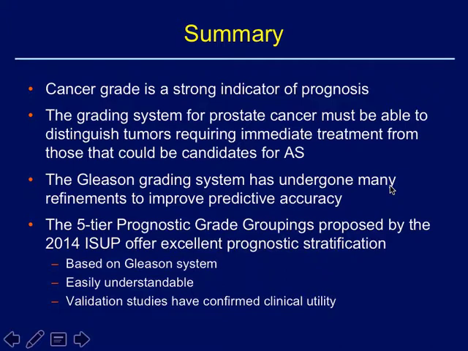In summary, cancer grade is still one of the best indicators for prognosis that we have. But a grading system nowadays should be able to tell us which tumors are most appropriate to treat and which can be expectantly managed. The Gleason grading system itself has undergone a number of refinements, and the new 5-tier prognostic grade groupings proposed in 2014 by the ISUP offer excellent prognostic stratification. They're still based on the Gleason system, but they're easily understandable, and validation studies have confirmed clinical utility.